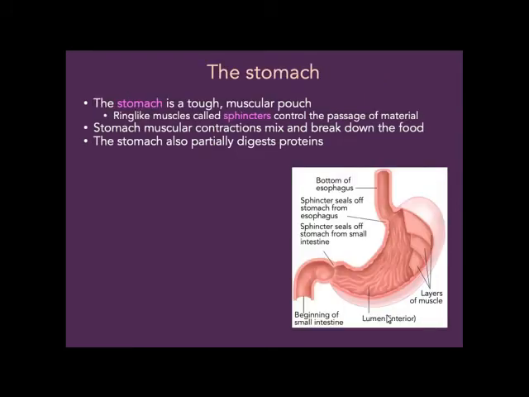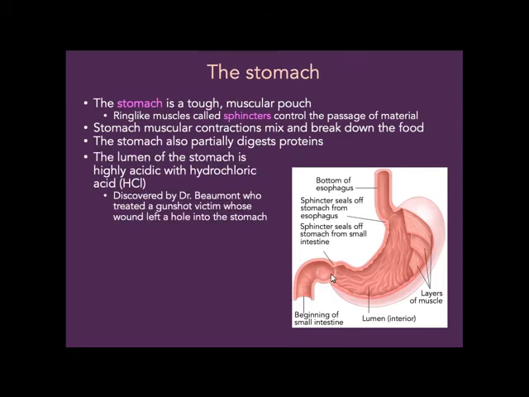All right, so the stomach here is a tough muscular pouch. It has these ring-like cinches called sphincters that control the passage of food into the stomach and out of the stomach. The muscles in the stomach contract, and when that happens, it physically churns up and breaks down the food. The stomach is also able to partially digest proteins.